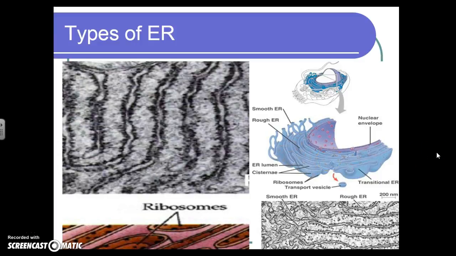Okay. Now notice the location of the ER. It is directly next to the nuclear envelope. So the messages from our genetic material are going to come right out of the nucleus and go directly into the ER. And then from there, the ER is going to pinch off whatever it has created and transport it out in a vesicle.